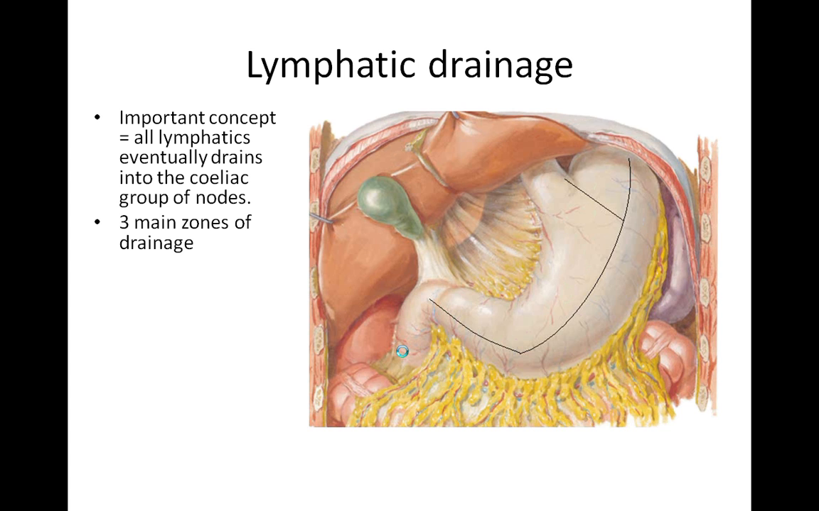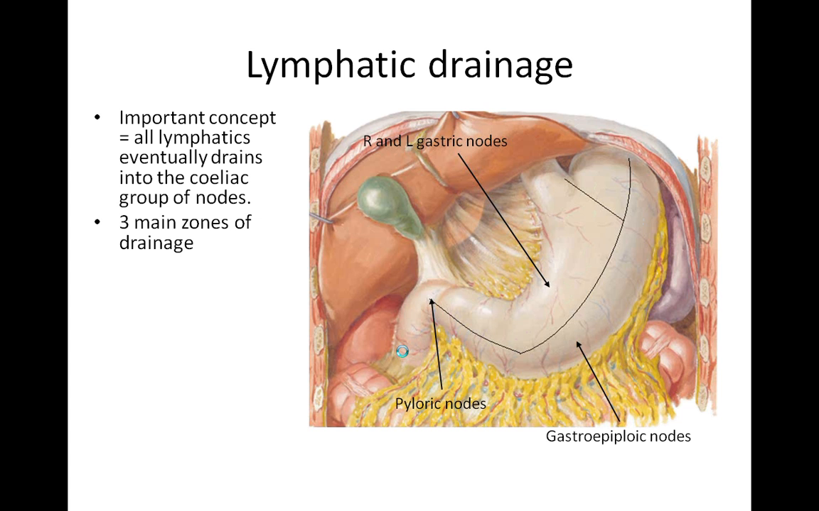The part of the stomach near the lesser curvature drains mainly into the nodes along the right and left gastric arteries before it drains into the celiac nodes. The part of the stomach along the greater curvature drains mainly into gastroepiploic nodes before it drains into the celiac nodes. Around the pylorus, the stomach also drains into pyloric nodes, which lie above and below the pylorus.